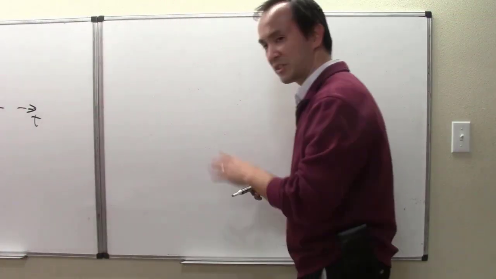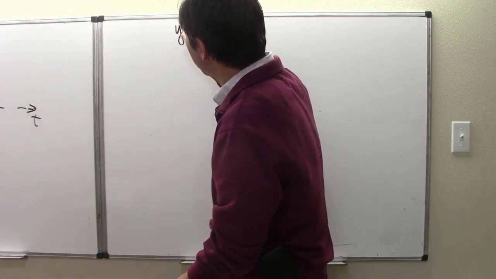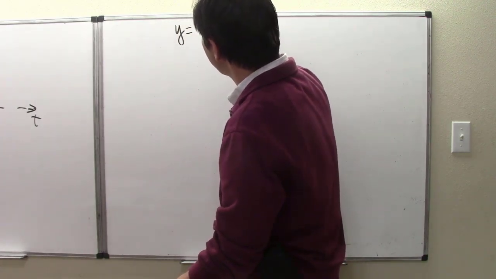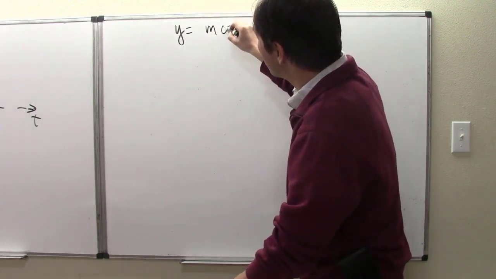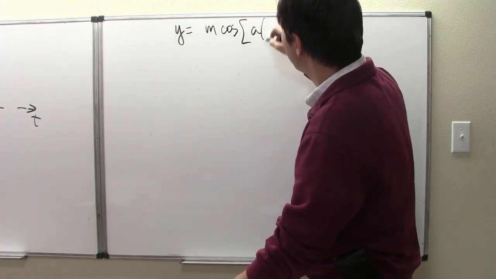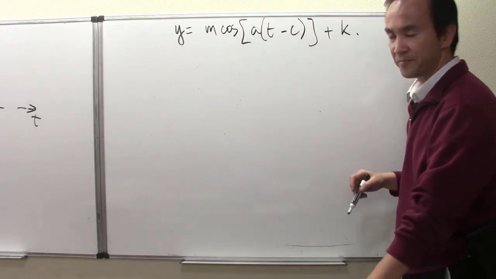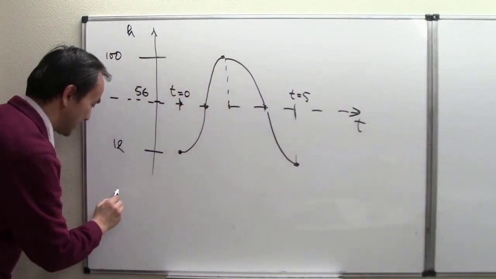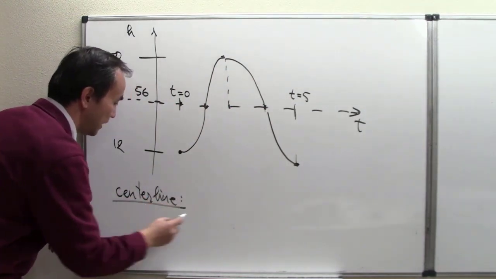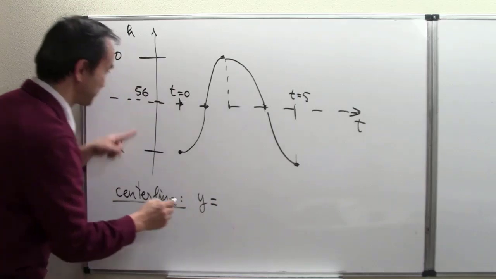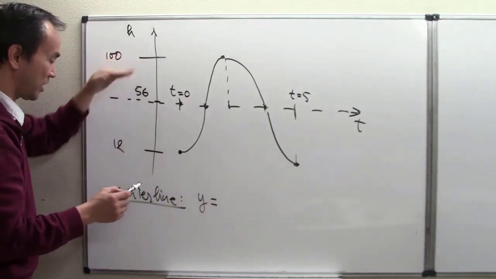So now what you have seen in my earlier demonstration problem, I can write it as some coefficient, that's for the amplitude, and then cosine of A times the quantity t minus the starting point, plus a constant k. This graph has a center line at y equals 56, being exactly halfway between 12 and 100.